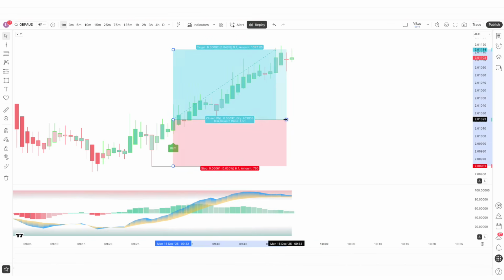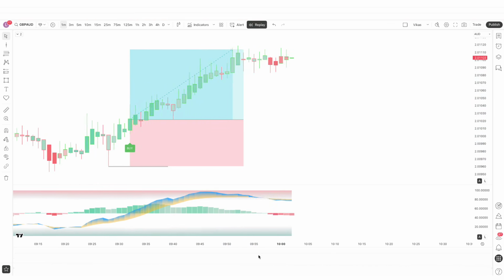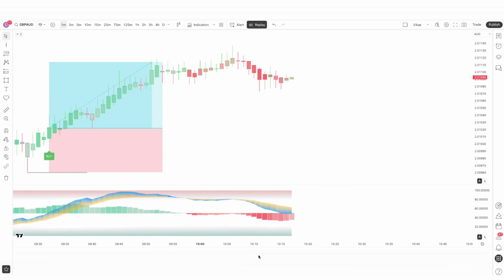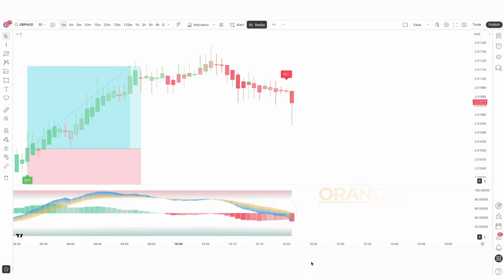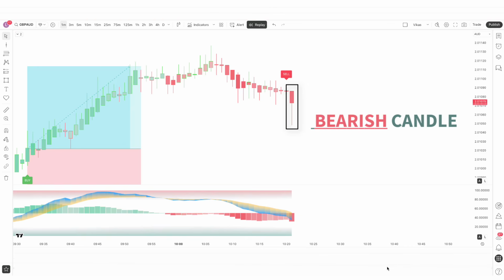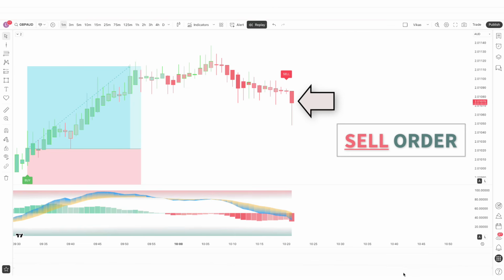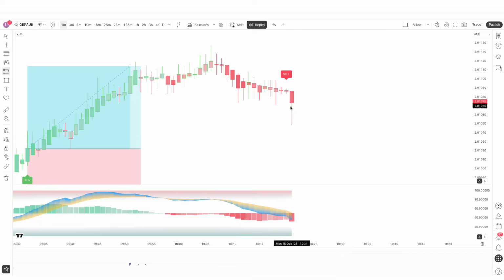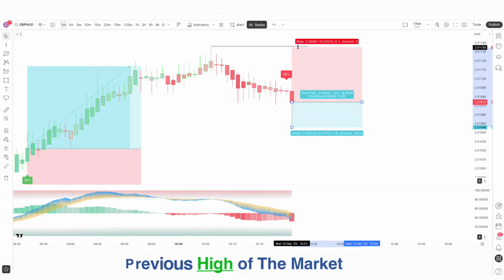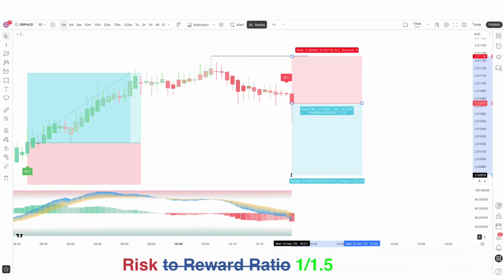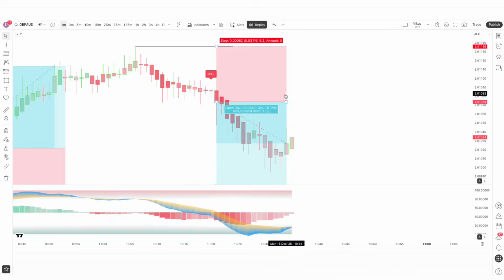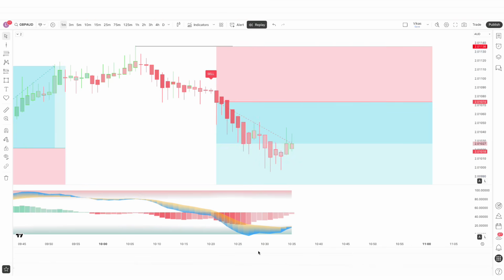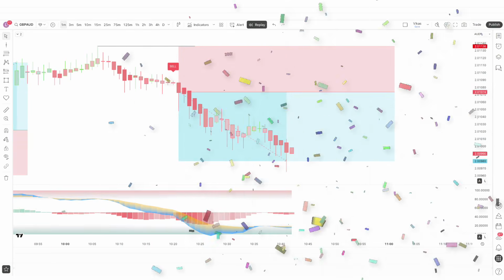Let us now understand the short position. When the buy-sell signal box of this indicator shows sell signal, when the orange area of MACD normalized is above the blue area, and when the market forms a bearish candle, if this condition is fulfilled, then we will place a sell order. Our stop loss is to be placed at the previous high of the market, and the risk to reward ratio will be 1 to 1.5. The market has completely hit the target.